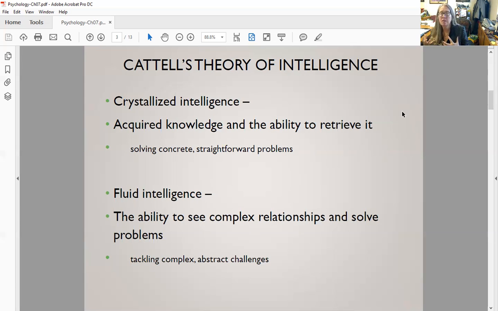I like the words that he uses here. Crystallized, you can think of something that's crystallized, it's static, it's not going to move. Do you know this or do you not know it? And some people are really good at solving these things that are very concrete. They're there, you move them around or you don't move them around. Fluid intelligence is more like creativity and seeing the relationships between things.